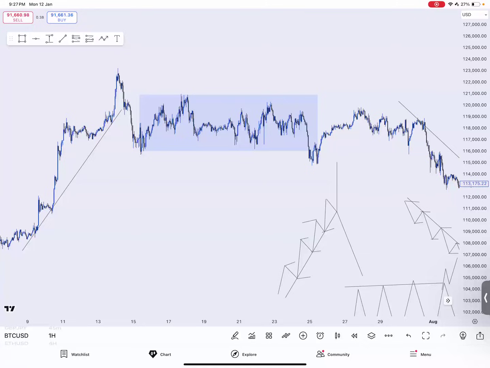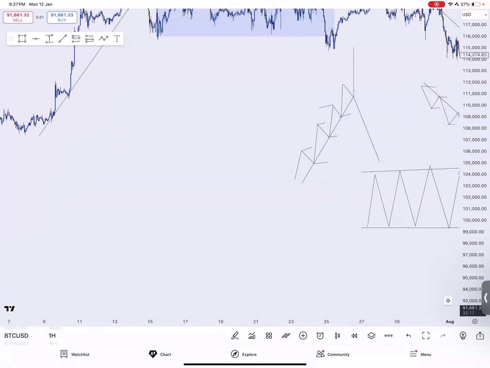Now, I would say this, we trade continuations more times than we trade reversals. Reversals are traded fewer times than we trade continuations. What do I mean by this? There are two possible scenarios where you can trade reversal concepts. One is at the start of a new trend, and the second one is at the end of a current trend.